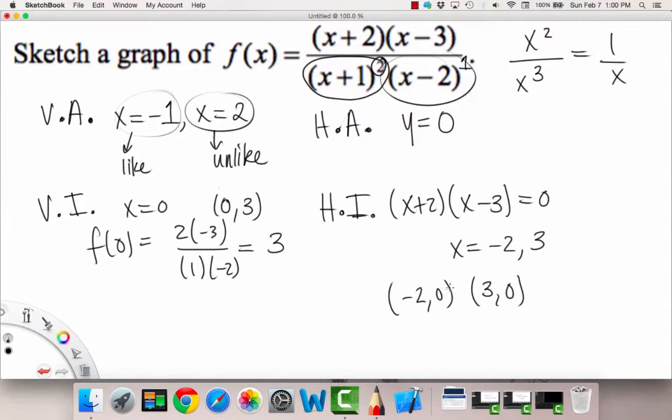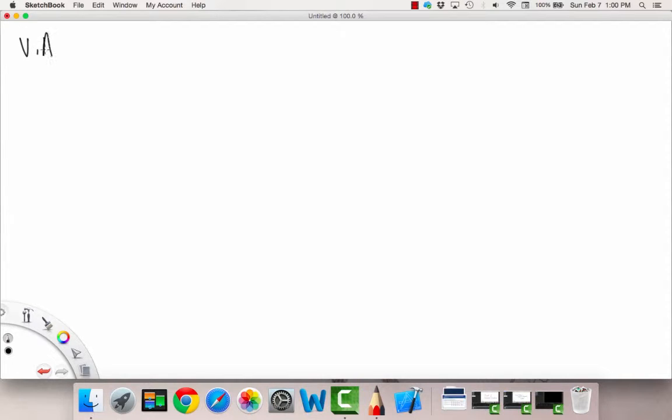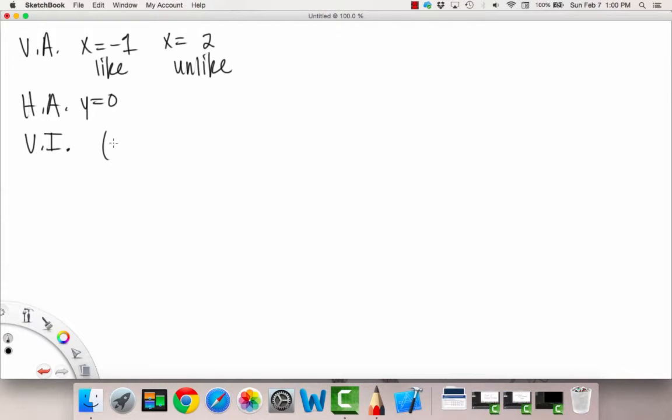Okay, so now let's take all of this information and translate it and stick it on a graph on the next slide. So we have vertical asymptote, I'll just list all the information we had from before. So x equals negative 1 and like behavior, x equals positive 2 and opposite behavior, so unlike behavior. We have horizontal asymptote of y equals 0, a vertical intercept of (0, 3), and horizontal intercepts of (negative 2, 0) and (3, 0).